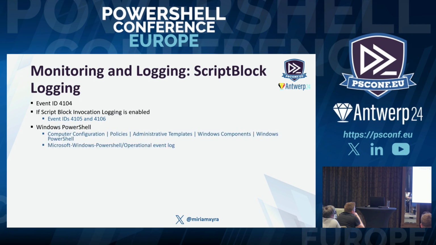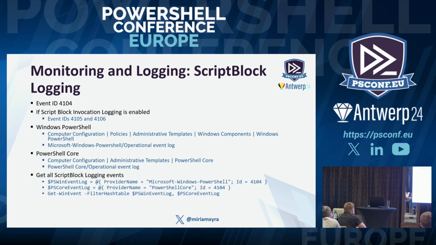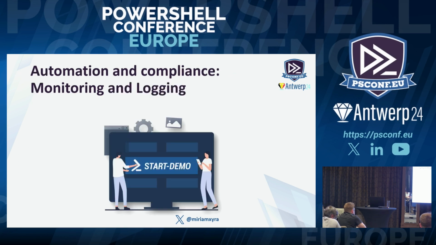You can again enable it for Windows PowerShell and for PowerShell Core. They have different configuration paths. For PowerShell Core, you also need the ADMX templates imported. And they also have different event logs where you can pull it from. To get all the ScriptBlock logging events, you have the PS Windows event log and the PowerShell Core event log with ID 4104.